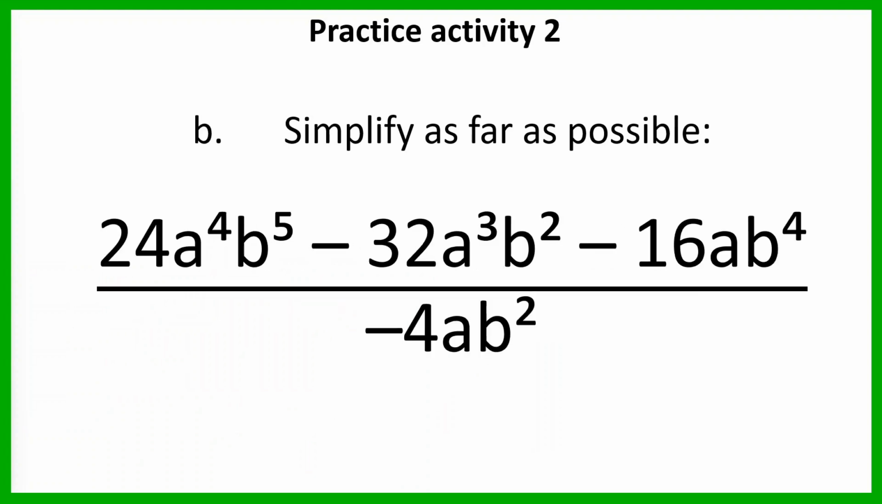In question B, you've got 24a to the power of 4b to the power of 5 minus 32a cubed b squared minus 16ab to the power of 4, all divided by negative 4ab squared. I'm going to give you 2 minutes to simplify this one.